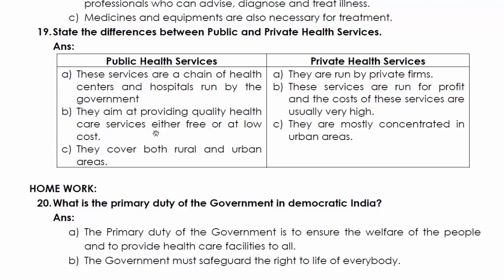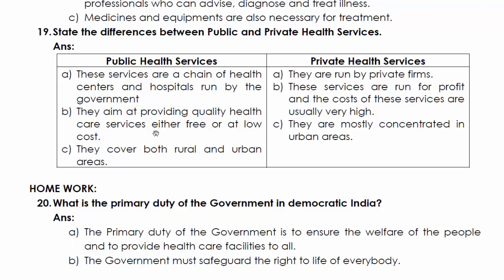Public health services cover both rural and urban areas. In the rural areas also, you will find a dispensary, even if it is not a big hospital, so you will be able to see public health services. But most of the private health services are concentrated in the towns and cities, the urban areas.